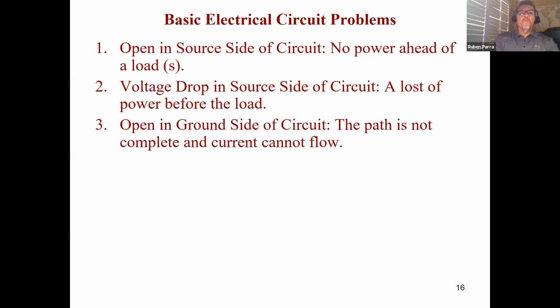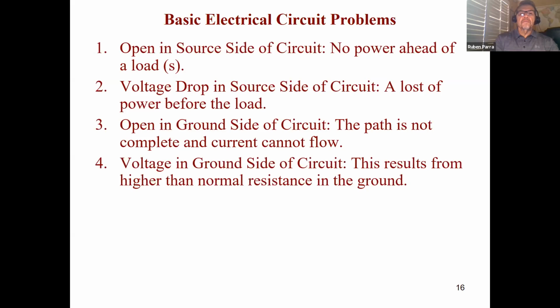Then we have an open on the ground side, okay? Kind of like number one, but on the ground side. And then a voltage drop on the ground side, which is the same as number 2, right? This can be a little confusing. Voltage drop on the ground side just means that you have a poor ground, okay? So number 1, you have a complete open on the power side. Number 2, you have a voltage drop, not enough voltage. Number 3, you have an open on the ground side. Number 4, you have excessive resistance on the ground side. That's basically what that means.